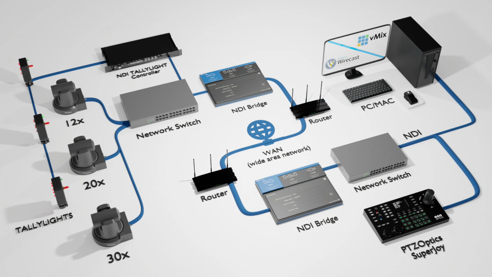Because now if you're using a video switcher, like we're showing vMix or Wirecast here, it will actually send that bidirectional camera control and tally light information. So tally lights are lights that will turn either green or red depending on whether the camera is in output or preview in your video switcher.